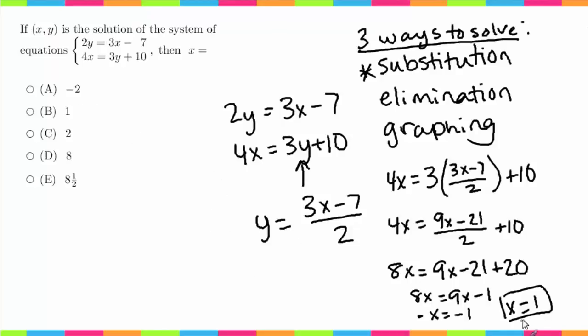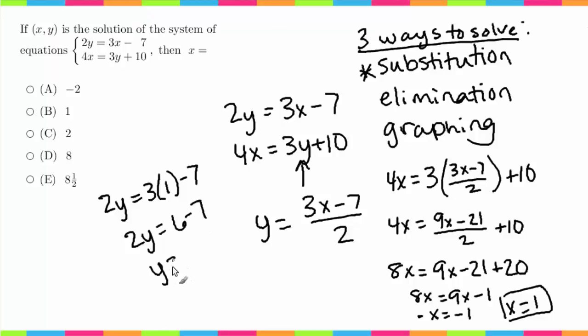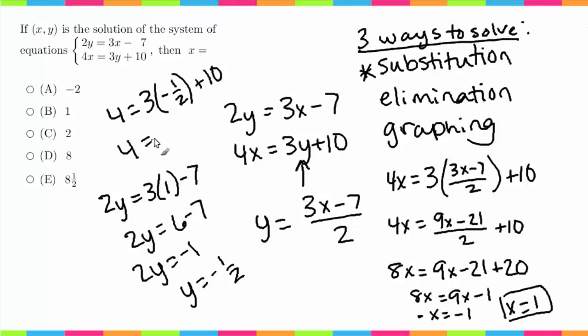Let's just double check that and make sure. So let's plug it into the top equation to get y. 2y = 3 times 1 minus 7. 2y = 6 minus 7. 2y = -1. y = -1/2. Now let's plug those into the second equation just to check it. So 4 equals, that would be 4 times 1, but I just didn't write that, equals 3 times -1/2 plus 10. 4 equals -3/2 plus 20/2. 4 equals 17/2. So it doesn't look like this works out. So that means I most likely made a mistake somewhere.